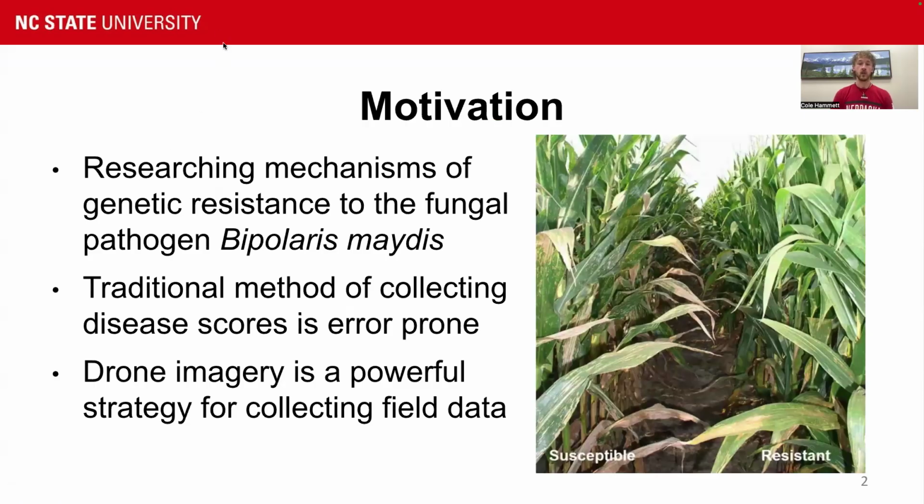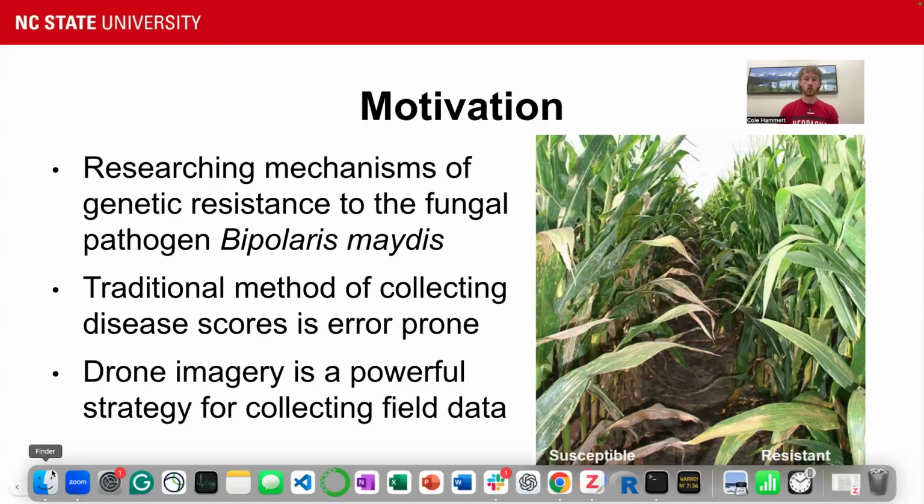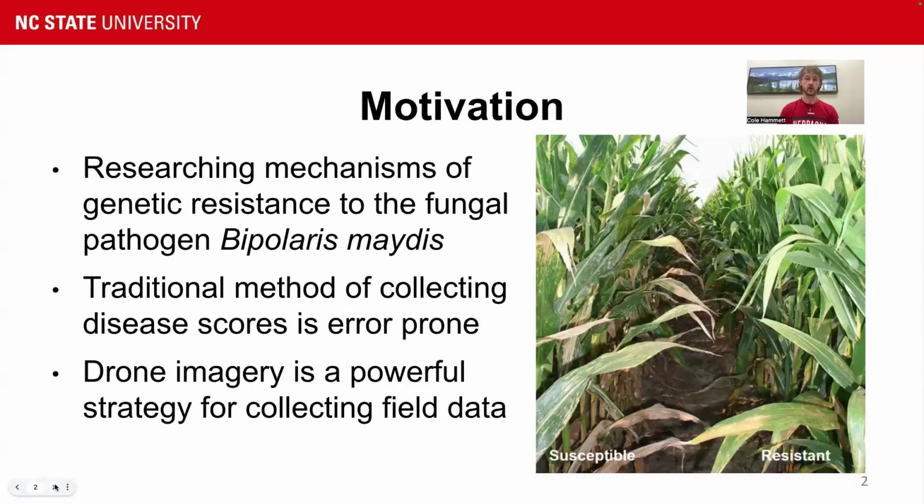So currently, there are very slow and subjective visual scores that are used to assess foliar disease severity. These are used by corn breeders to identify new genetic resistance, and by corn producers to identify disease severity in massive field settings.